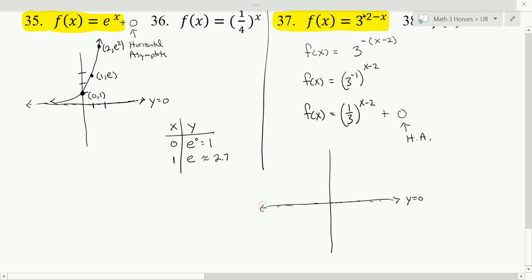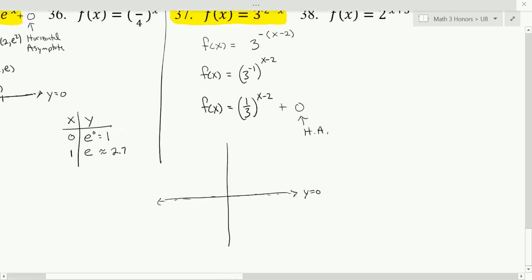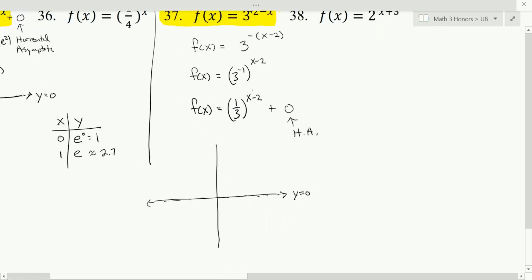And now we just need to find some values. Now, if your exponent is not just an x, you still want to make that exponent equal to 0. So you want to think, what x value would make my exponent 0? 2. Right? Because if I do that, I'm going to get 1/3 to the 2 minus 2, which is what? 1. You have 1/3 to the power of 0, which is 1. So 2, 1 is going to be a point. It's always the easy one to go after when you have an exponent.